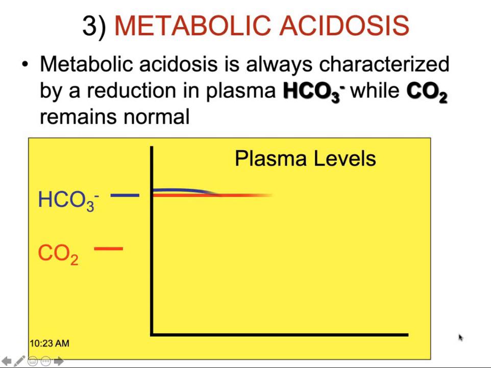Let's move on to the third one, metabolic acidosis. Now this is important because please pay attention to the graph. Metabolic acidosis is always characterized by a reduction in plasma bicarbonate. This blue one is the plasma bicarbonate. You can see it is dipping down. On the contrary, the CO2 concentration remains normal or unchanged. So please remember that when we are talking about metabolic acidosis, it is usually the reduction in plasma bicarbonate, whereas CO2 remains normal.